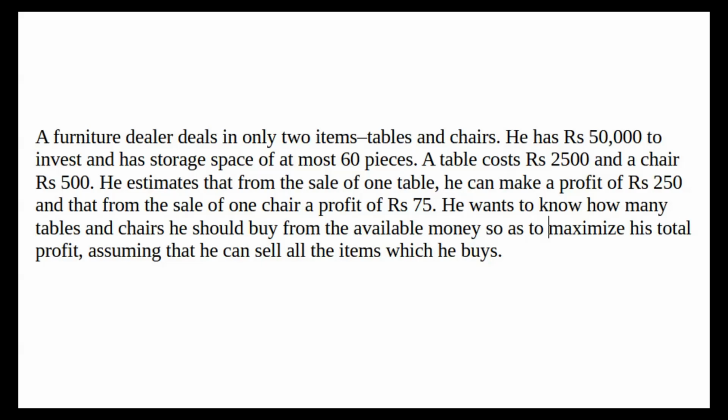And then storage space is another constraint. You can only store 60 pieces, right? A mixture of tables and chairs. They give you some costs here. Table, 2,500, chair, 500, right? And then if he sells a table, he makes 250 as a profit. If he sells a chair, he makes 75 on one of them, right? So he wants to know how many tables and chairs he should buy from the available money so as to maximize his total profit. You see, typical.